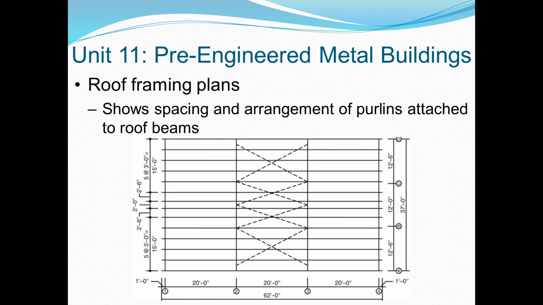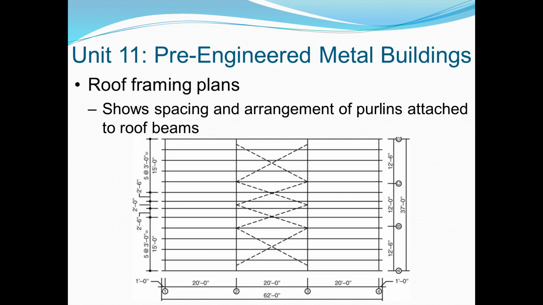The next part of the pre-engineered building, after we get the frame in place and we get it connected to the floor slab with the anchor bolts, is we start putting on the remainder. So here is an example of a roof framing plan. If you see running up and down, you'll see a line that represents the main beams, and you'll see there are some grid lines there, 1, 2, 3, and 4.